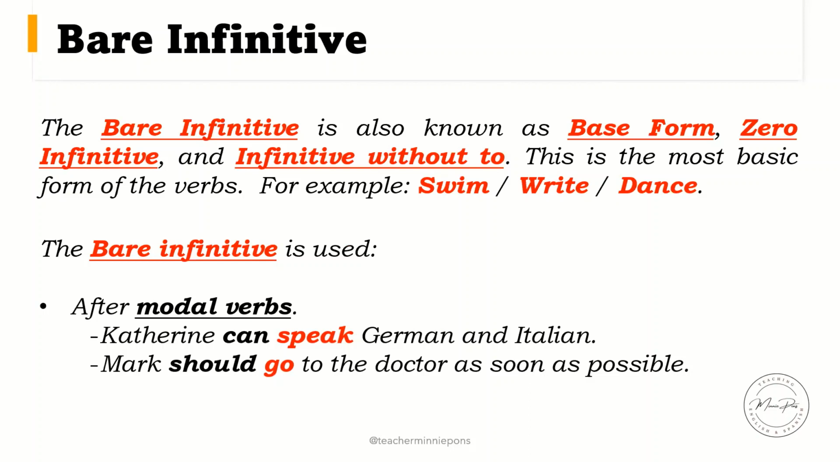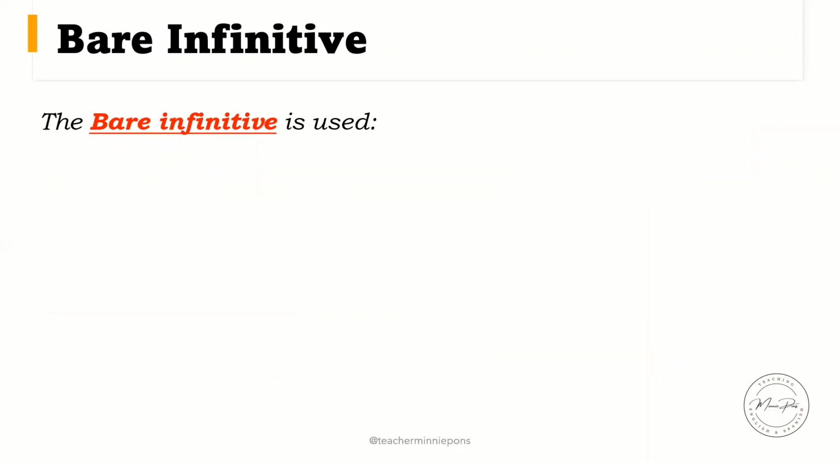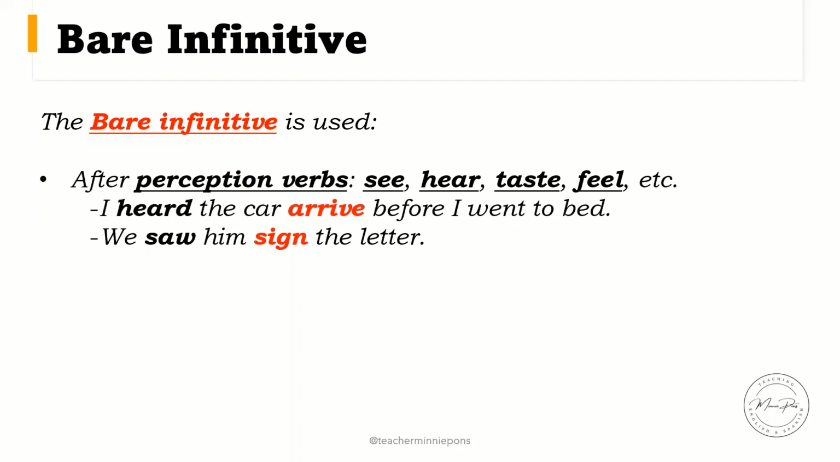For example, Catherine can speak German and Italian. Mark should go to the doctor as soon as possible. Another use of verb infinitive is after perception verbs like see, hear, taste, feel, etc. For example, I heard the car arrive before I went to bed. We saw him sign the letter.